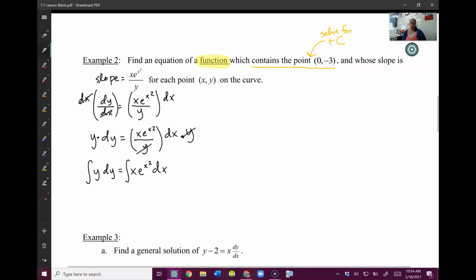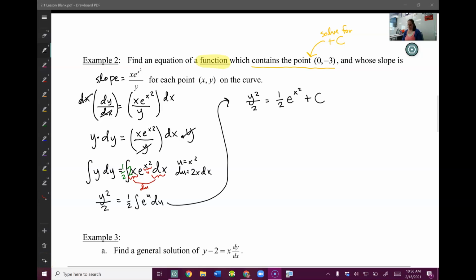Now, I want you to actually try this integration on your own. This one is a pretty simple one. This one is going to be a u substitution. So be careful on that. But I want you to pause the video and try both of those integrations on your own, and then come back to check and see how you did.